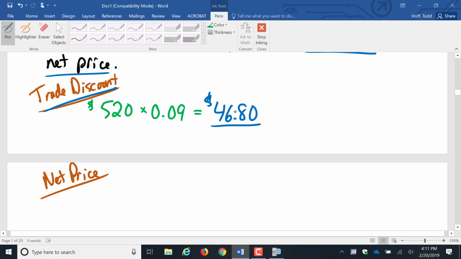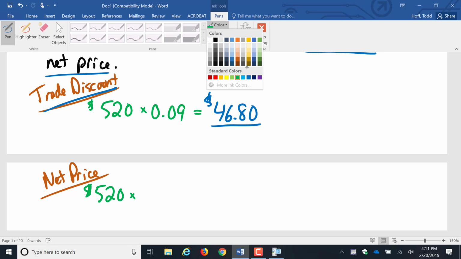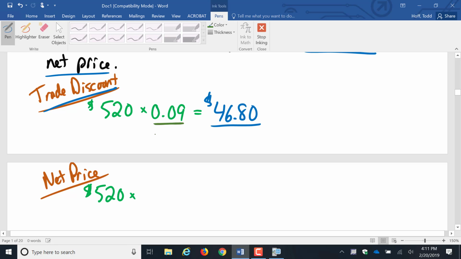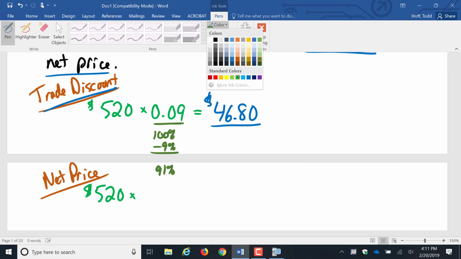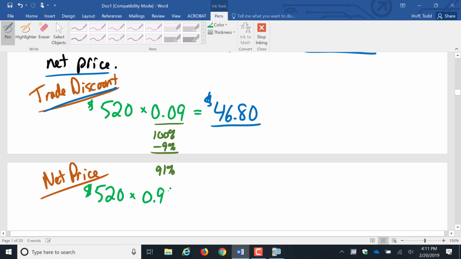we could just subtract the $46.80, but let's do this. We're going to take that list price of $520 times the complement of the discount. So if the discount was 9%, 100% minus 9% is 91%. So that complement is 0.91. Now you'll notice we didn't have to convert it to percents. We could have just done 1 minus the 0.09, which would have given us the 0.91. And from now on, that's what we'll do, we'll skip that step of working with the percents.